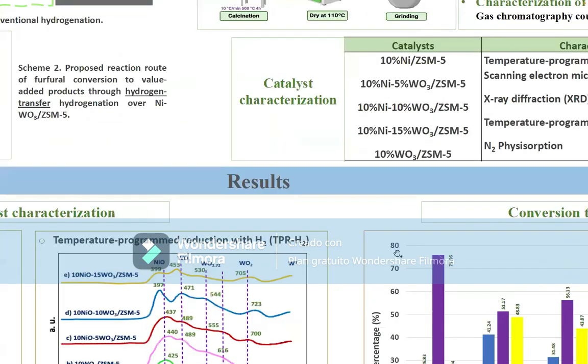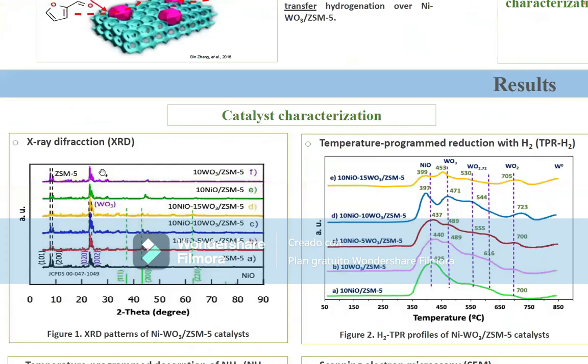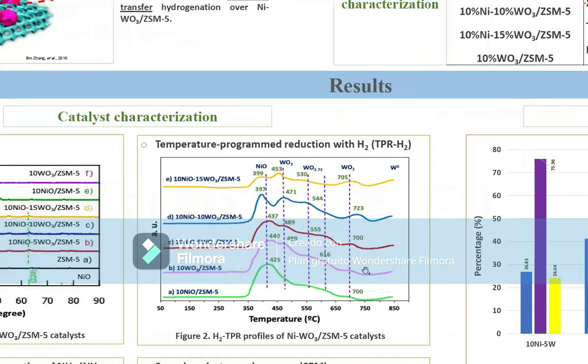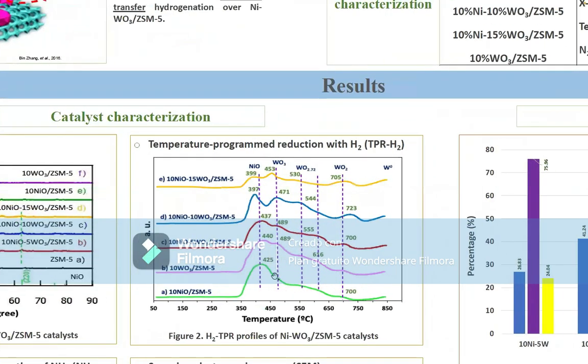Results: XRD, characteristic peaks of ZSM5 zeolite and tungsten oxide were observed. Nickel oxide peaks were also evident, with a decrease in the intensity of the peak at 43.27 degrees in the presence of tungsten. TPR, the 10NiO/ZSM5 catalyst showed an intense signal at approximately 425 degrees for the reduction of nickel oxide. The 10WO3/ZSM5 catalyst exhibited several stages of reduction of WO3 to W0. Bimetallic catalysts showed lower reduction signals with increasing WO3 content, indicating greater interaction between the metals.